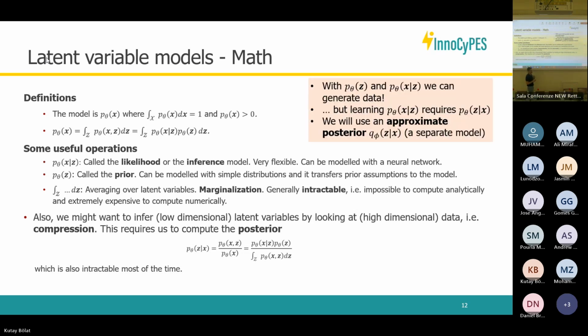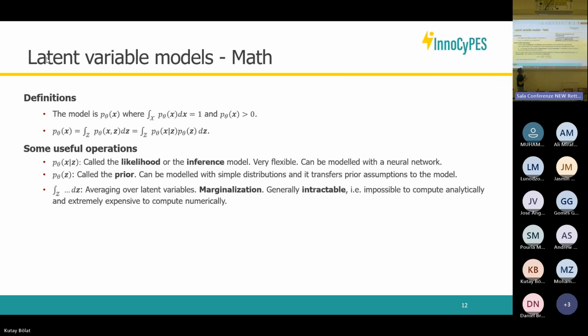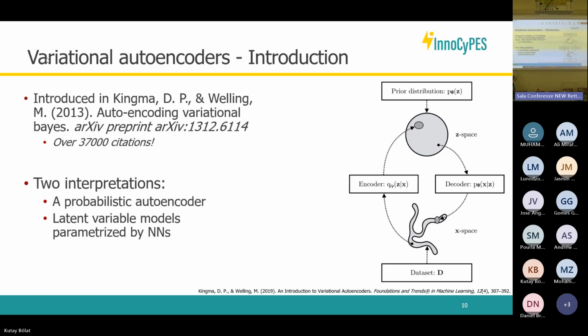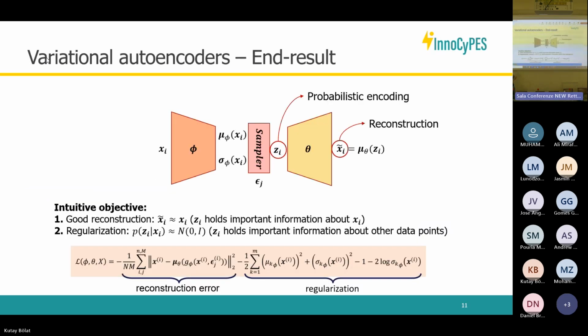So instead, we use an approximate posterior called q_phi(z|x). That's exactly the encoder that I showed in the previous slide. As you can see, it's the same index. This is the approximate posterior. This is the likelihood distribution, the inference.